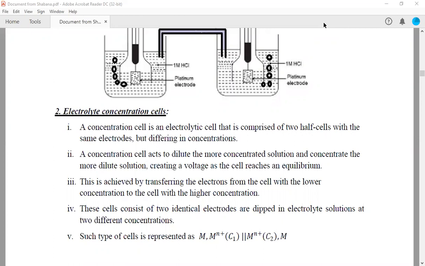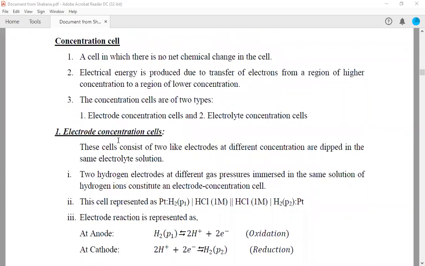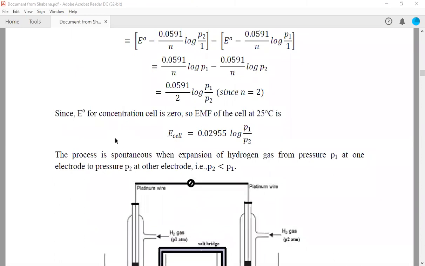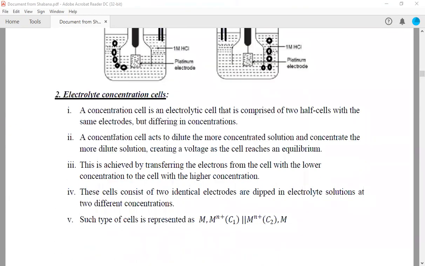Today, I want to discuss the electrolyte concentration cell. In the previous lecture, I discussed the electrode concentration cell. And today, I am continuing with the electrolyte concentration cell.